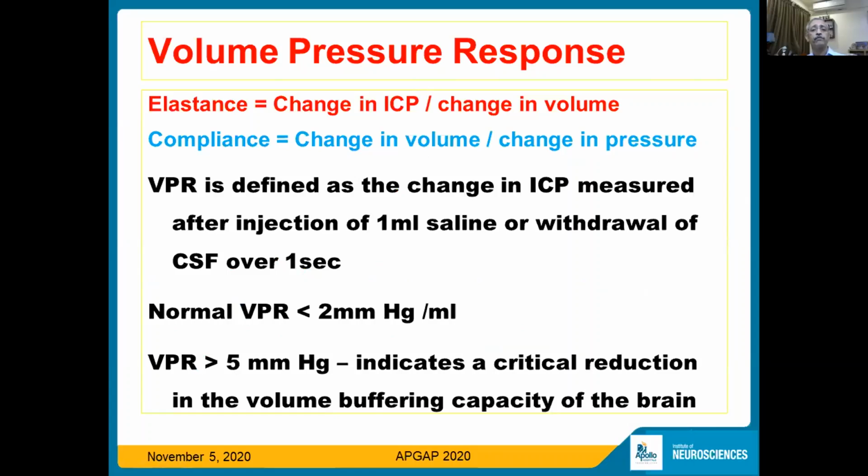These are the pressure volume responses. The volume pressure response is defined as the change in the pressure with either injection of 1 ml of saline or withdrawal of 1 ml of CSF over 1 second. This is routinely not practiced because of various issues: injection of saline can suddenly increase the pressure if the compliance is reduced, withdrawal can cause various issues, and there are also chances of infection. However, this has been defined with the use of experimental animals.